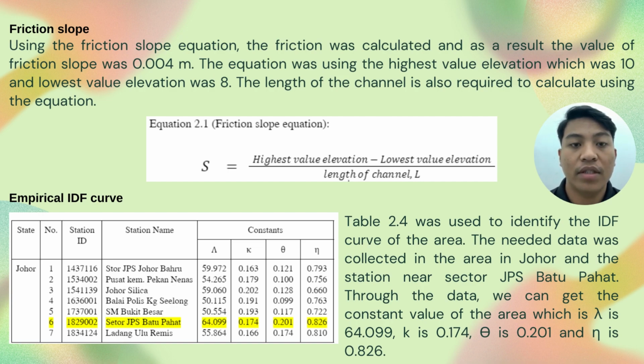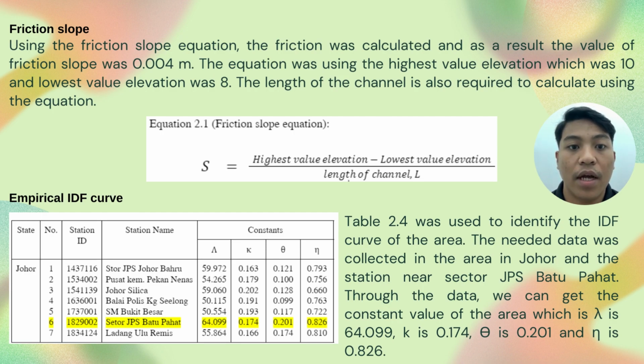Next is the friction slope. Using the friction slope equation, the friction slope was calculated and the value was 0.004. The equation used the highest elevation, which was 10, and the lowest elevation, which was 8. The length of the channel is also required in the equation.